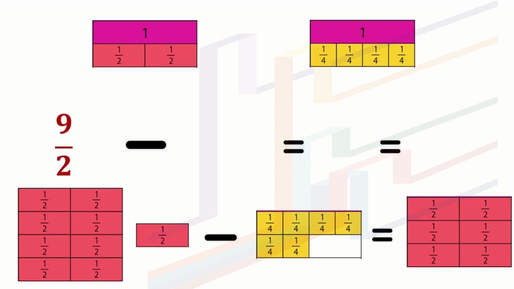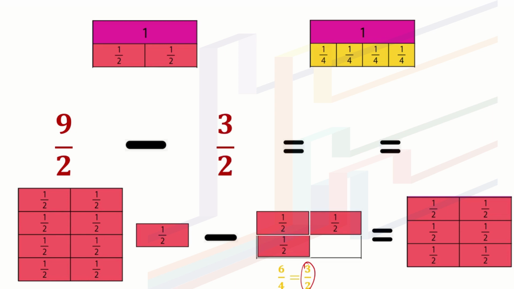And now we have 1, 2, 3, 4, 5, 6. 6 what? 6 quarters. Now we want to keep in mind 6 quarters can be simplified, and it will be converted into 3 halves. How come 3 halves? We can convert it into 1 half, 2 halves, and 3 halves, right?